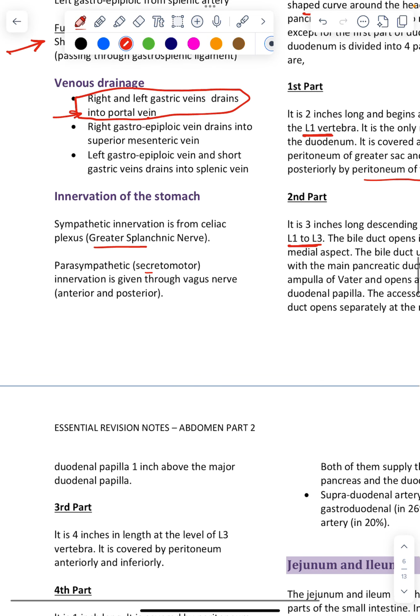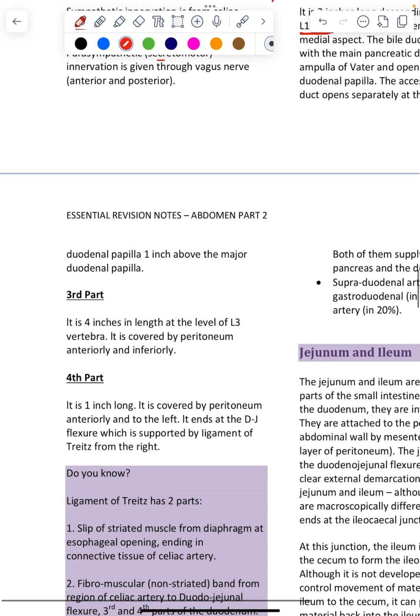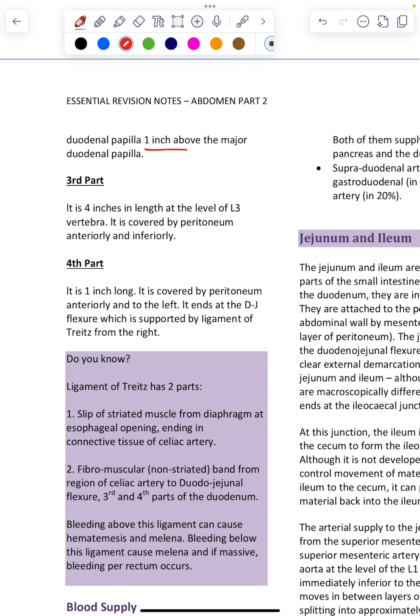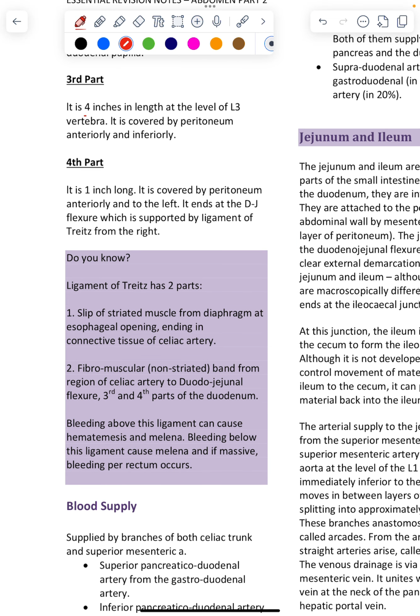Now this is the first part, second part. Now you see the third part. The minor duodenal papilla is 1 inch above the major papilla. So the third part is important. It is transverse and 4 inches long. At this level, it is covered by peritoneum anteriorly and inferiorly. The fourth part is 1 inch long, covered by peritoneum. This is the duodenojejunal flexure.